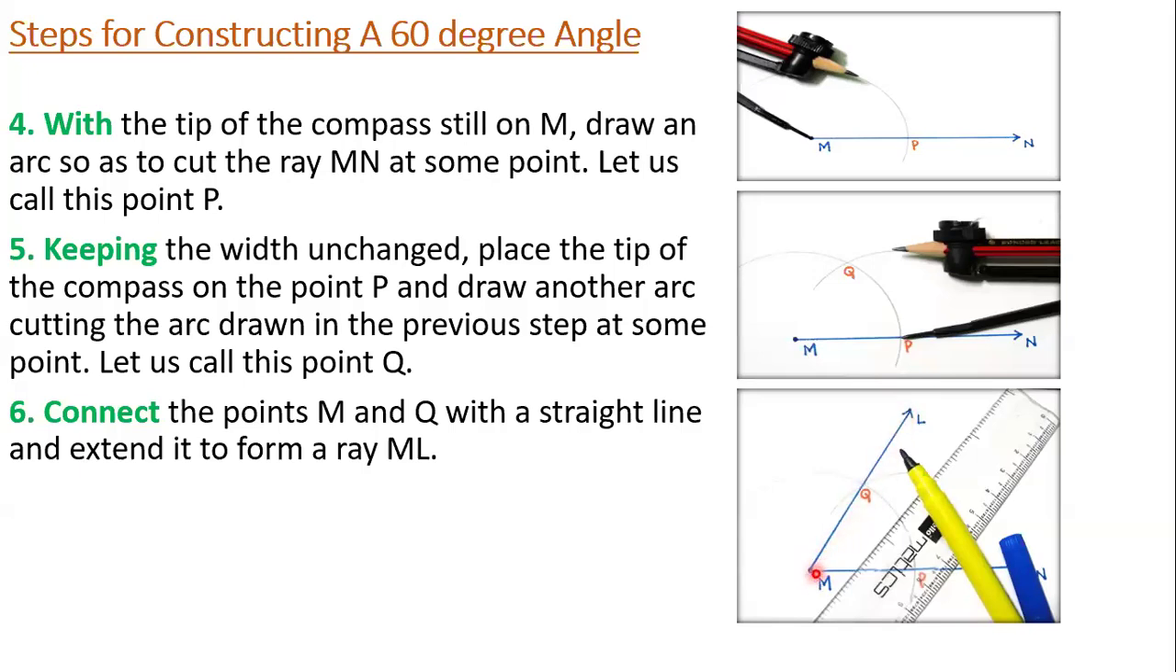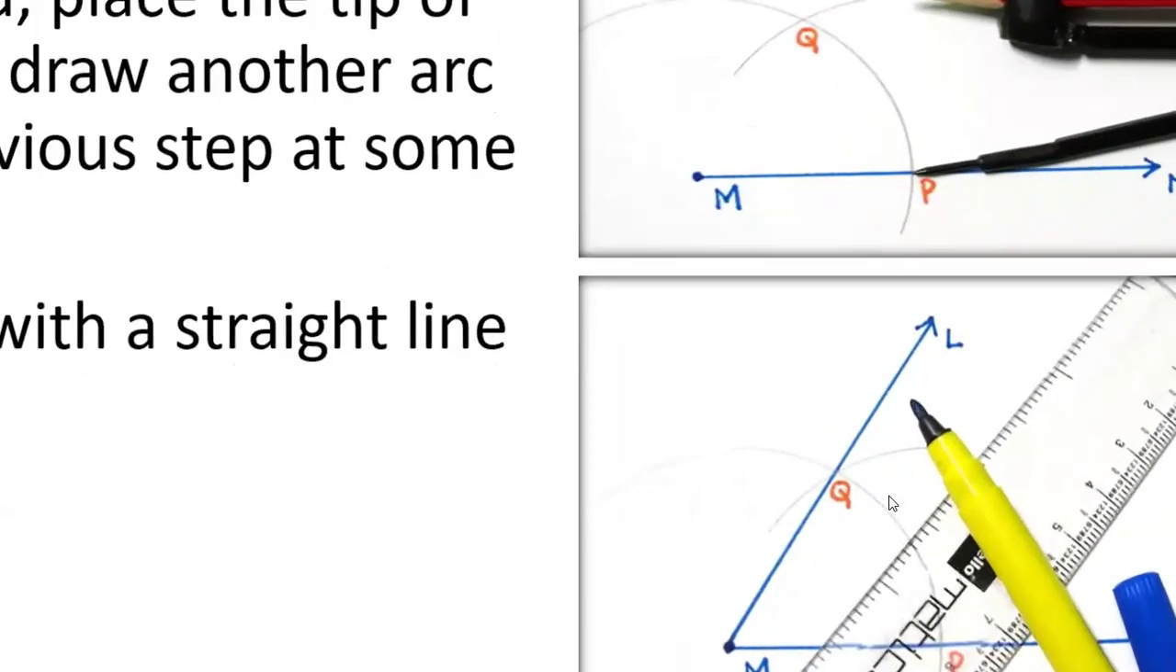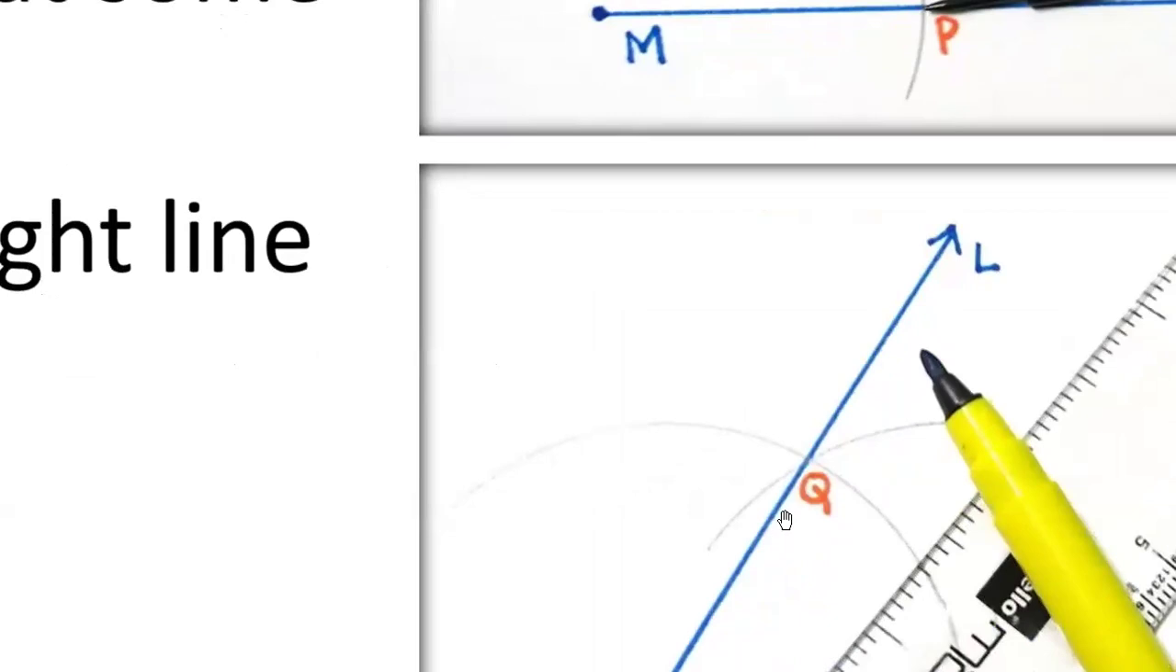Okay. All right. So all we're doing in the sixth step is taking our ruler and starting from point M, we're going to extend it all the way such that this line cuts the point of intersection between the two arcs that was previously drawn, in the middle. Notice that I cut it in the middle.